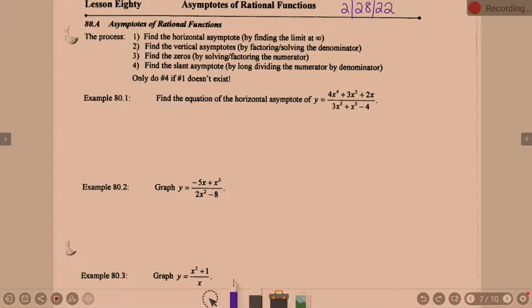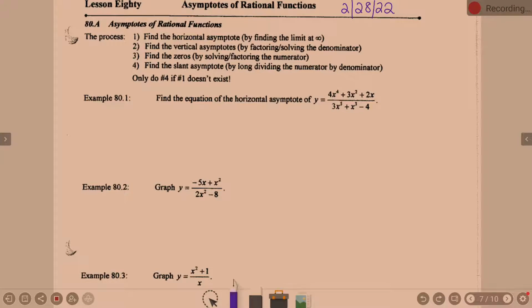Lesson 8, asymptotes of rational functions. So as we look at asymptotes, as you kind of indicated, you guys already know a decent amount about asymptotes. So a lot of this is review, just kind of talking about all the different pieces and making sure they all go together.